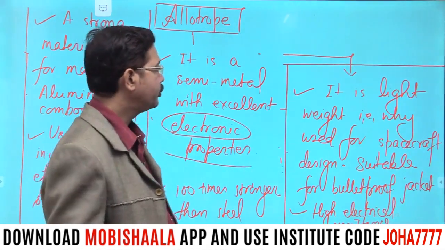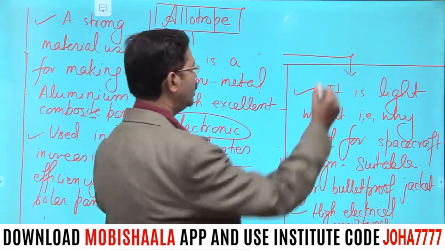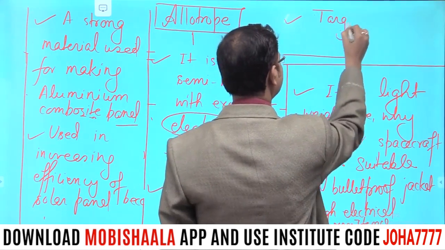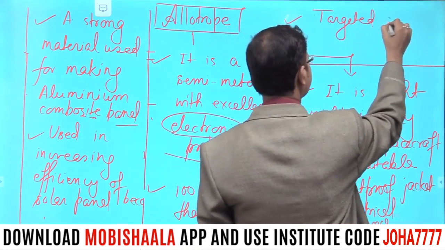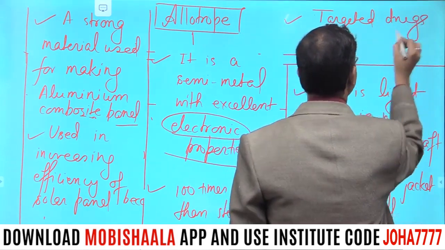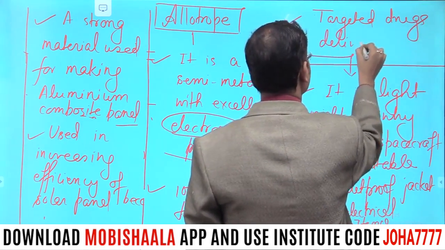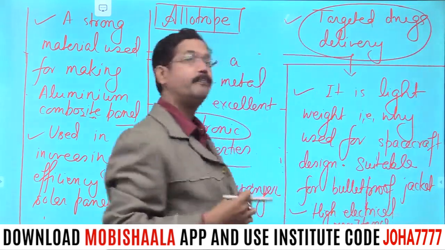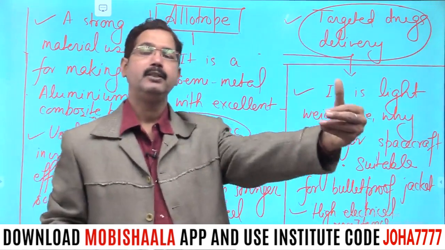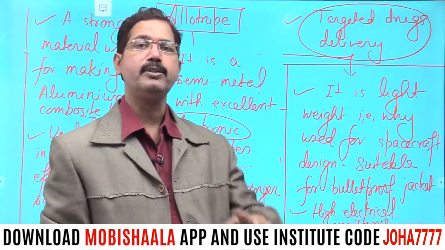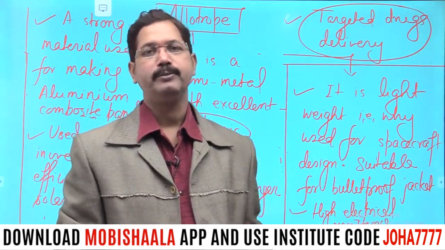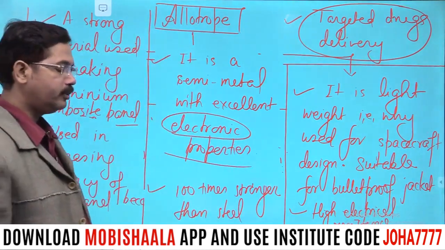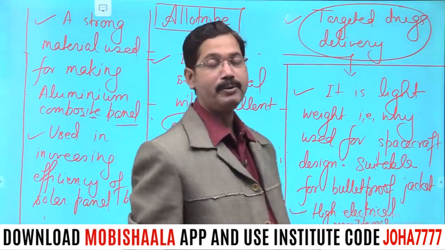And this carbon nanotube is also used for targeted drug delivery in the human body. In the human body, it is possible to send the drug so that the drug reaches the desired, suitable place. So this is all about the allotropes of carbon.